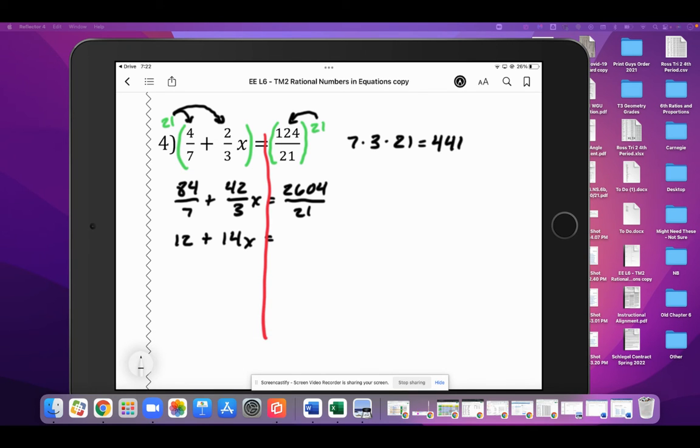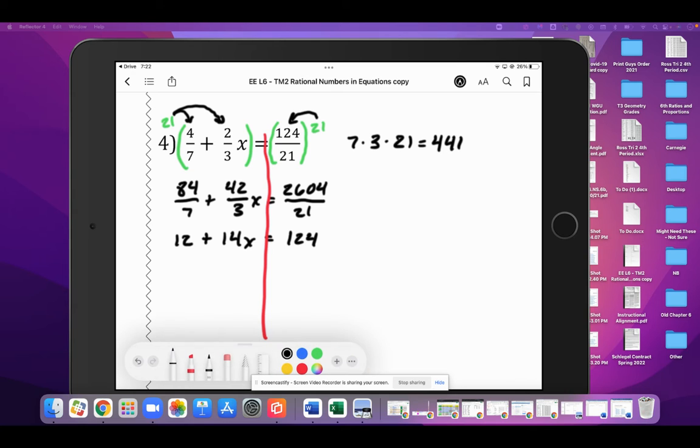And 2,604 divided by 21 is going to be 124. So now I have an equation that I'm very familiar with. It's all whole numbers. Life is good. I hope you're seeing or figuring out by this point that if we have an equation that has fractions, all we need to do to make it way easier is multiply both sides by a common denominator.